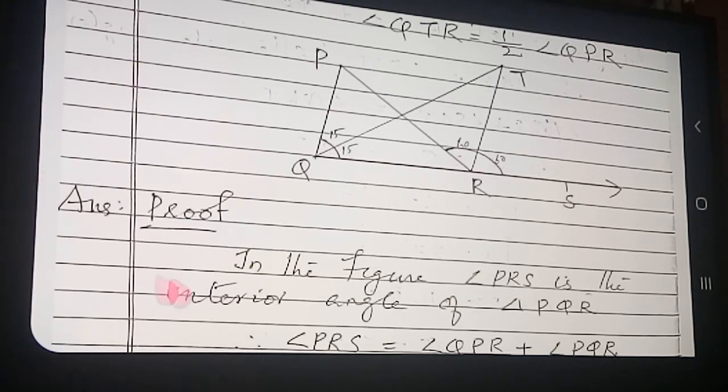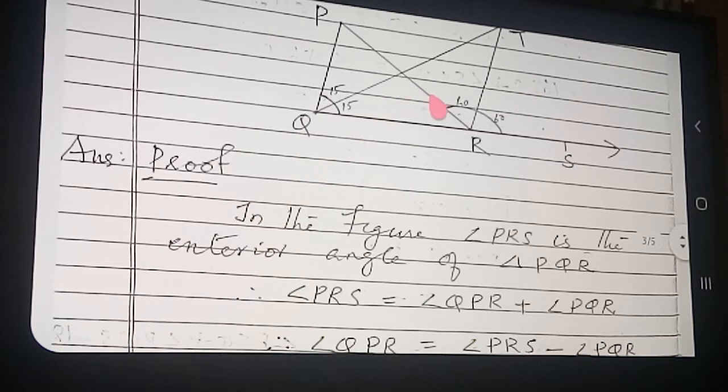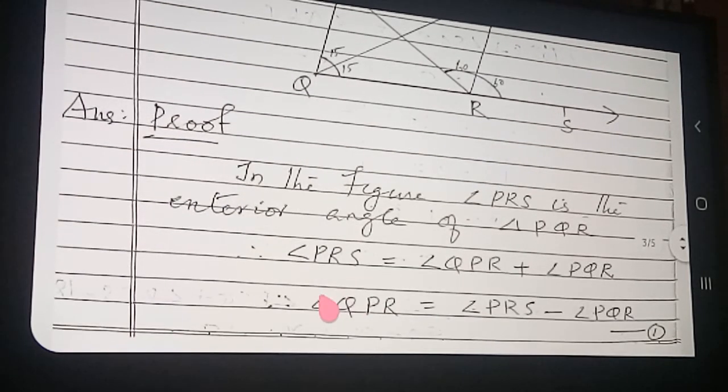So you have studied in a theorem: the measure of the exterior angle is equal to the sum of the interior opposite angles. This is the exterior angle PRS, and PRS is equal to angle QPR plus angle PQR. That is what the teacher has written here. Clear? Which theorem is applied? The measure of the exterior angle is equal to the sum of the interior opposite angles. Clear? QPR plus PQR. From this one I have written QPR.